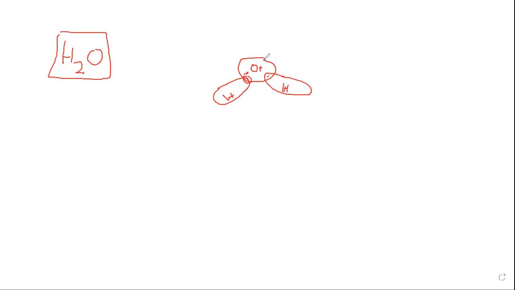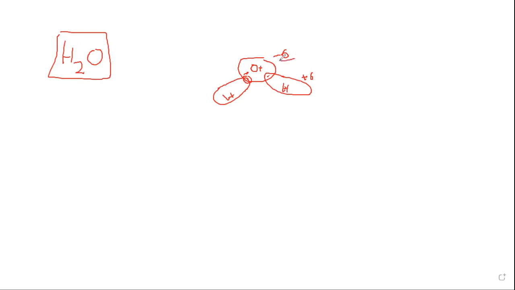In that case, the area around the oxygen will be slightly negative, while the area that surrounds the hydrogen will be slightly positive, which means the water is charged? No, water is not charged. Water is neutral. Any compound is neutral because the number of electrons equals the number of protons in any compound. So what do we mean by polar?